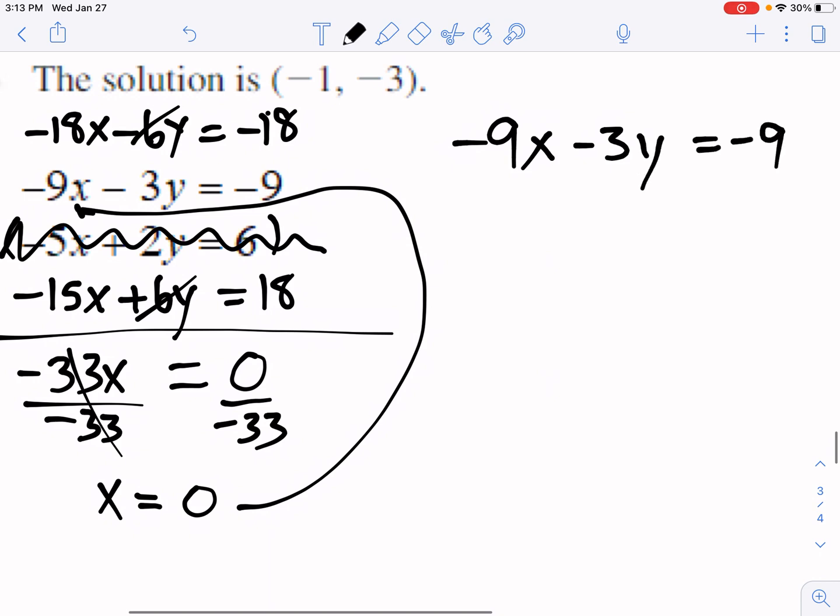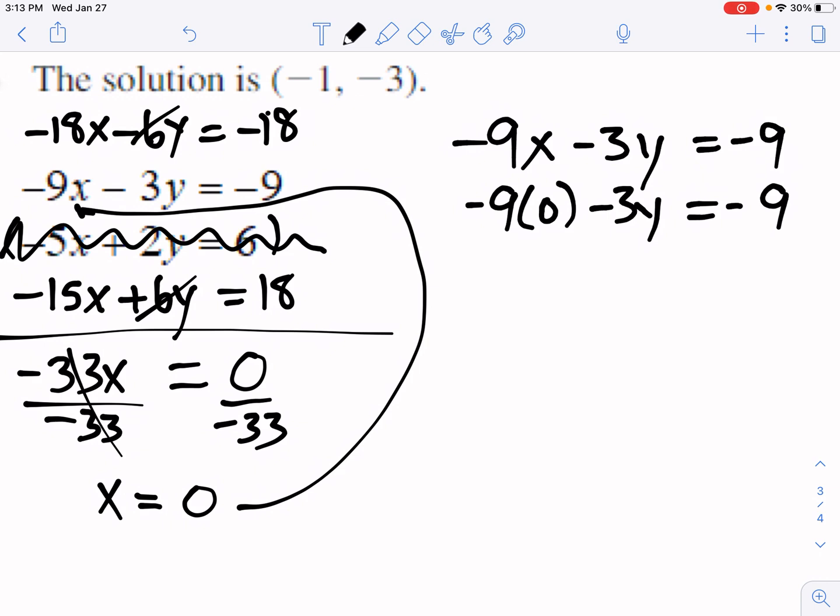Okay? And I'm going to plug in 0 for our x, because that's what we solved for was x. So now let's find y. Well, negative 9 times 0 is 0. And again, you don't have to put the 0, but if you want to treat it like a two-step, you're more than welcome to.